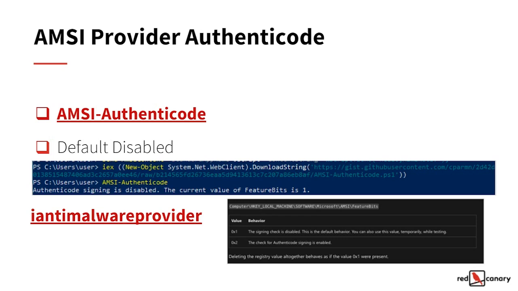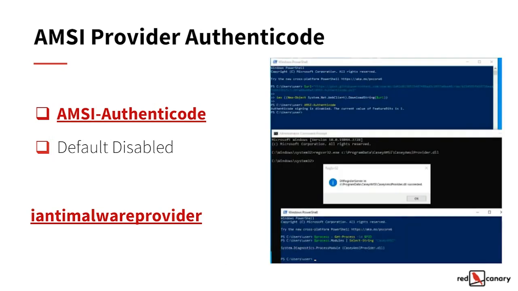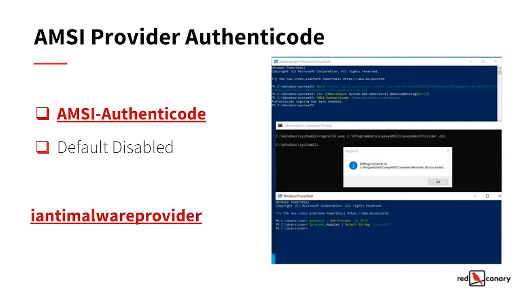It can also be used to check if it's enabled or disabled, and enable or disable it. So as we can see here, when it is disabled, we're able to successfully register an AMSI provider, and the PowerShell executable loads the provider's DLL into the process. When we have the Authenticode check enabled, we can still register the provider as we normally would, but when we load PowerShell, it is no longer using the DLL for AMSI inspection.